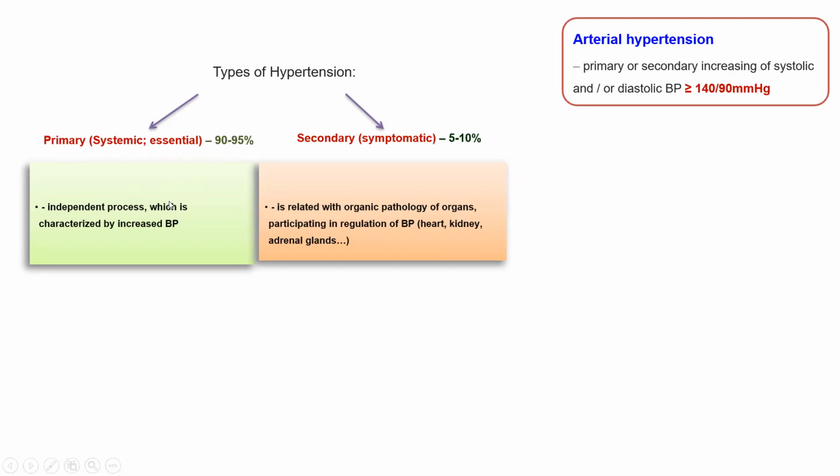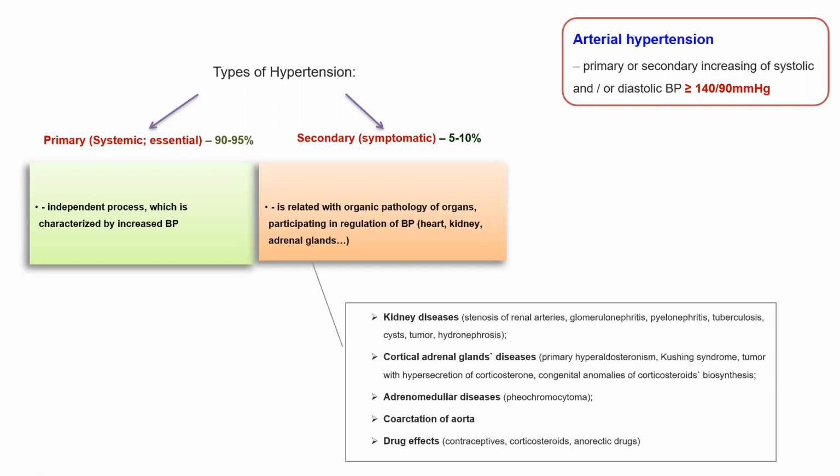Primary hypertension is more prevalent, with approximately 90 to 95% of all patients with hypertension. Secondary or symptomatic hypertension is less prevalent, approximately 5 to 10%, and is related to organic pathology of organs participating in regulation of blood pressure, such as kidney, heart, adrenal glands, vessels. In the current academic year, we discuss primary or systemic hypertension.